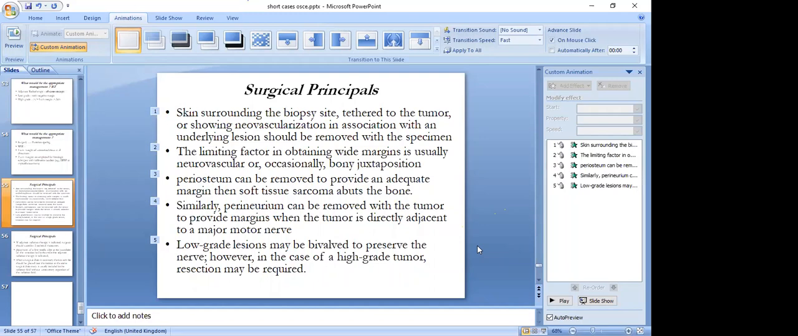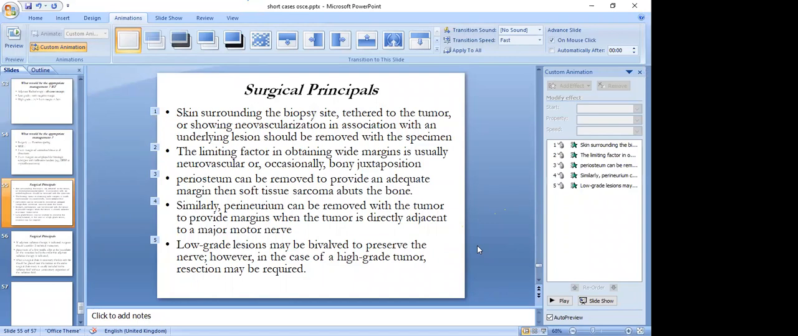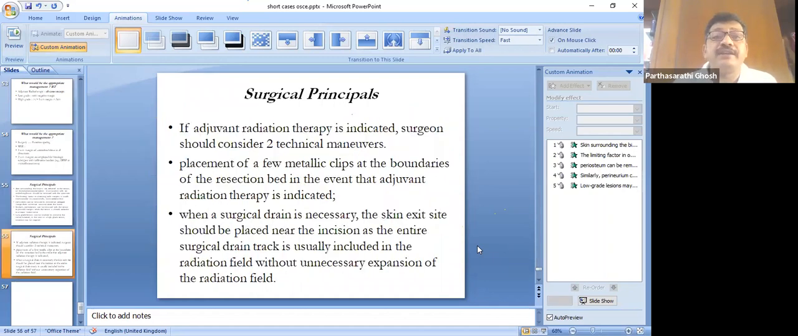In case of low-grade tumors, only in case of low-grade tumor, if the neurovascular bundle is going through the tumor, you are allowed to bivalve the tumor to release the neurovascular bundle from it. So you are not allowed to raise any flap. That is the most important point.